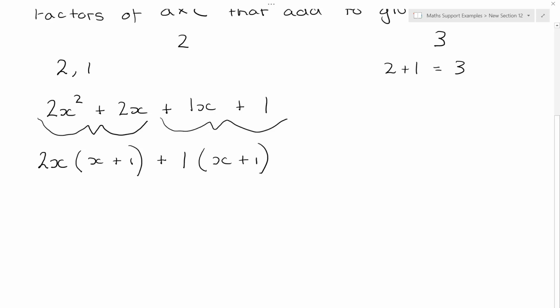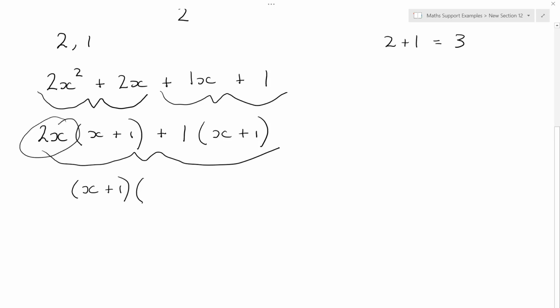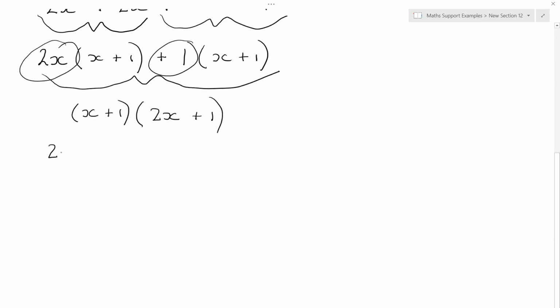Now we've done this process correctly because what we have in each bracket should be exactly the same, because now we can factorise the whole expression. We can take out that common factor of x plus 1 to leave us with just 2x plus 1 in the second bracket. So we can say that 2x squared plus 3x plus 1 can be factorised into x plus 1, 2x plus 1.